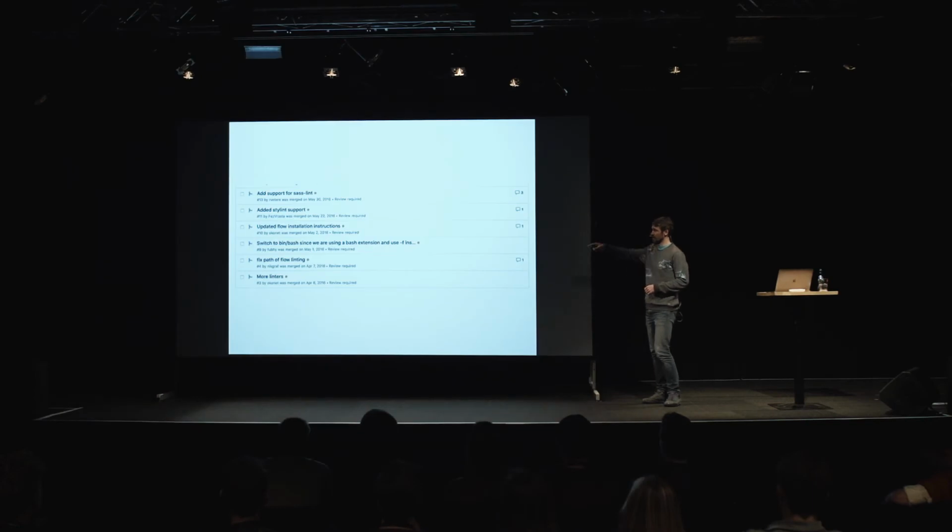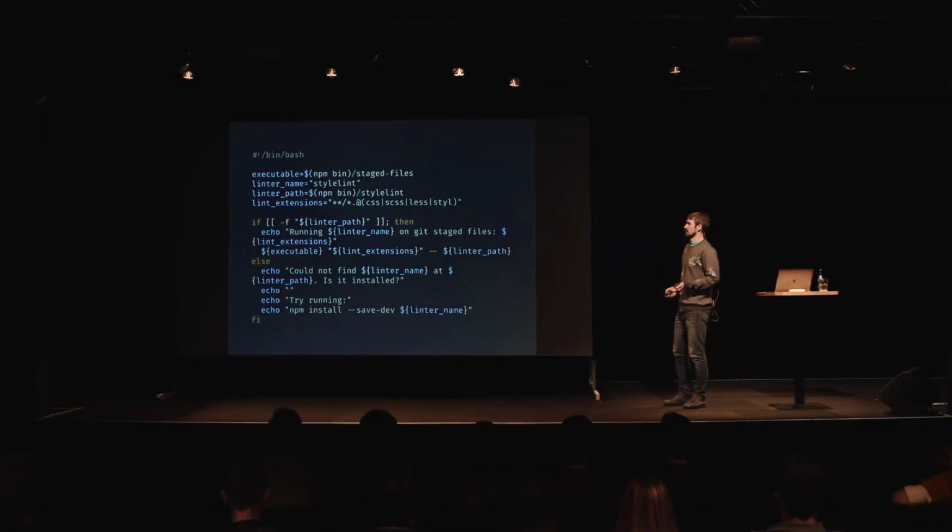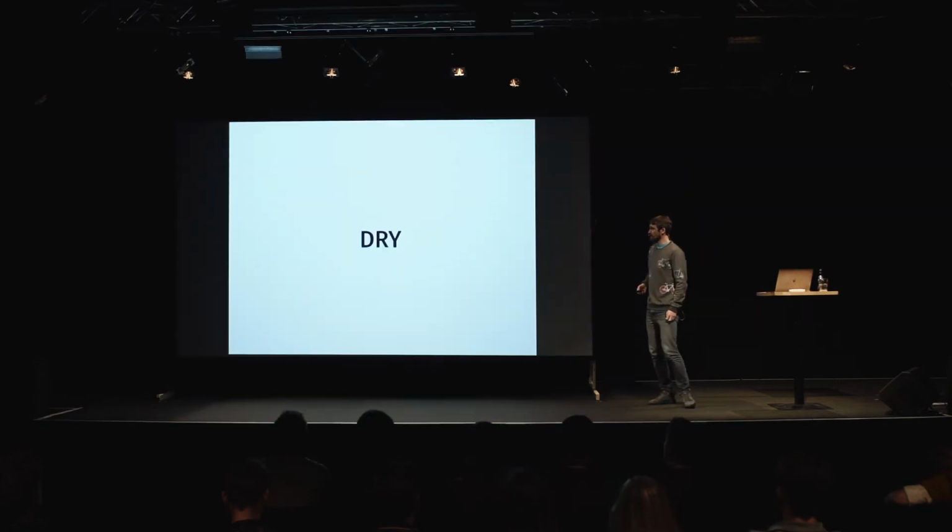So I pushed the code on GitHub, and suddenly people started sending me pull requests, adding styling support and whatever. And all these pull requests looked like this. So this is styling, and then this was Flow, and so basically they all changed these things. So it wasn't really DRY.